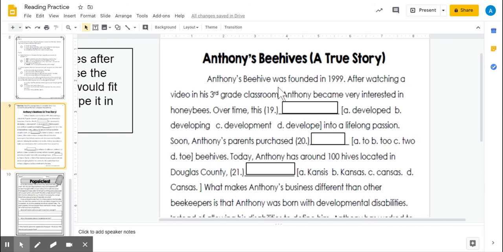So it says Anthony's Beehive was founded in 1999. After watching a video in his 3rd grade classroom, Anthony became very interested in honeybees. Over time, this developing, development, into a lifelong passion. So take your time and put each word in there. Developed into a lifelong passion, developing into a lifelong passion, develop into a lifelong passion. Try and figure out which one makes sense and type that in here.